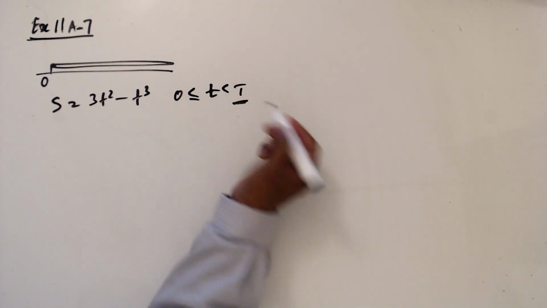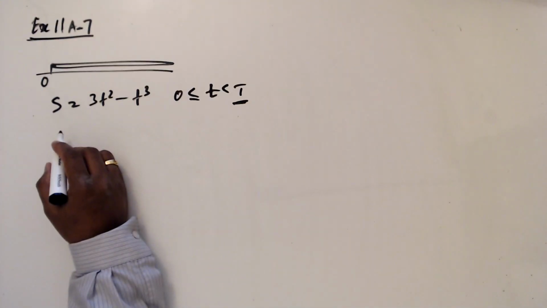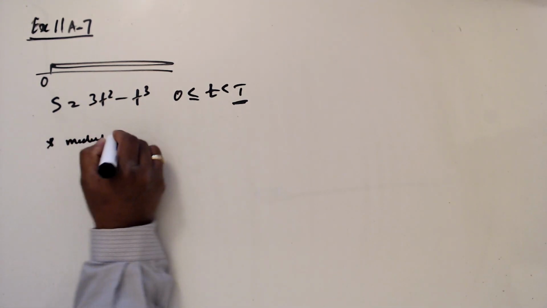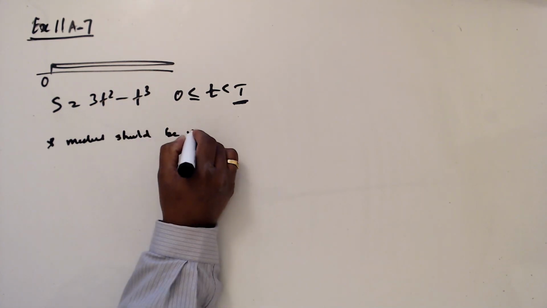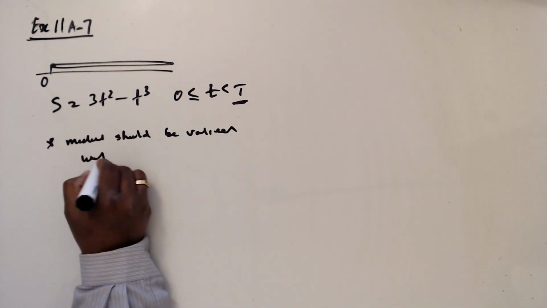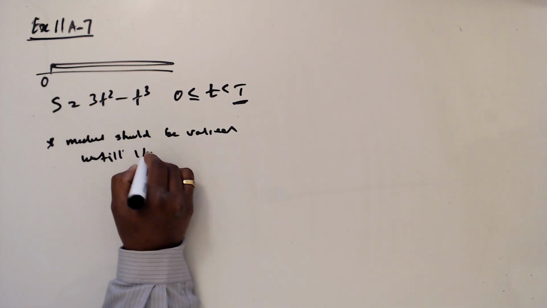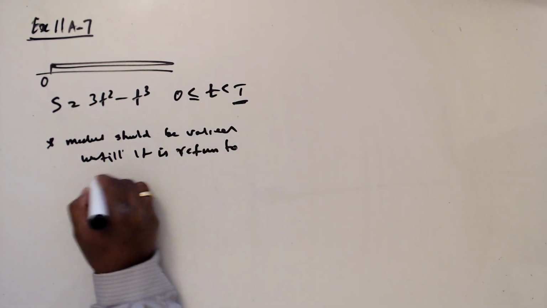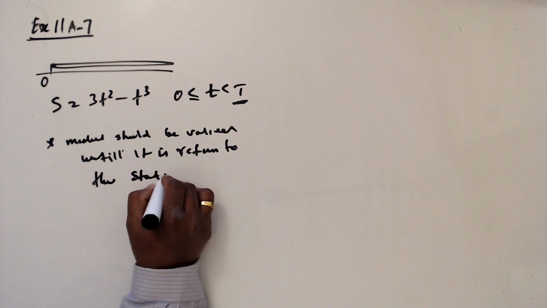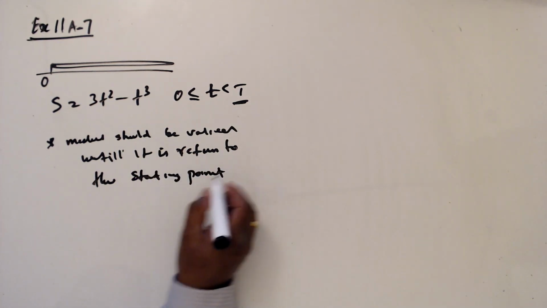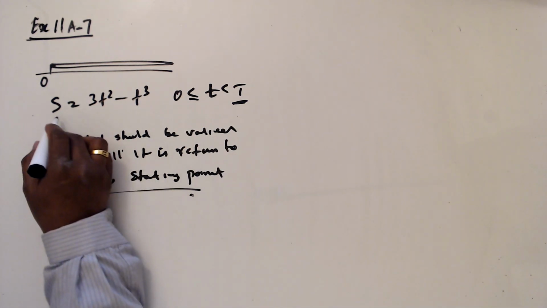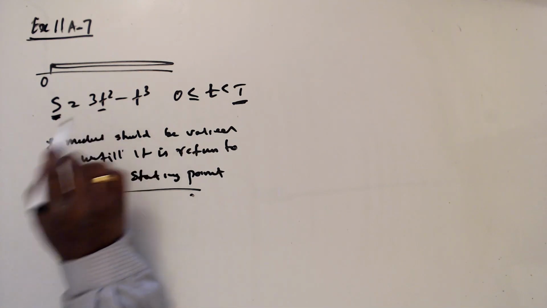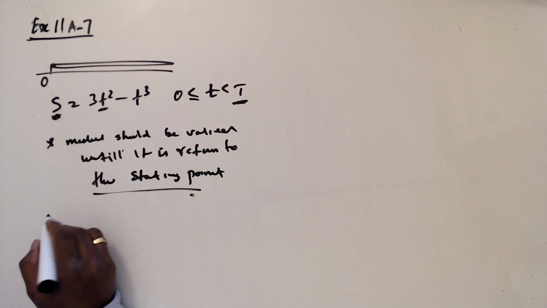We need to find the t value. So the model should be valid until it is returned to the starting point. So we'll check how many times s is 0, for which t that s becomes 0.